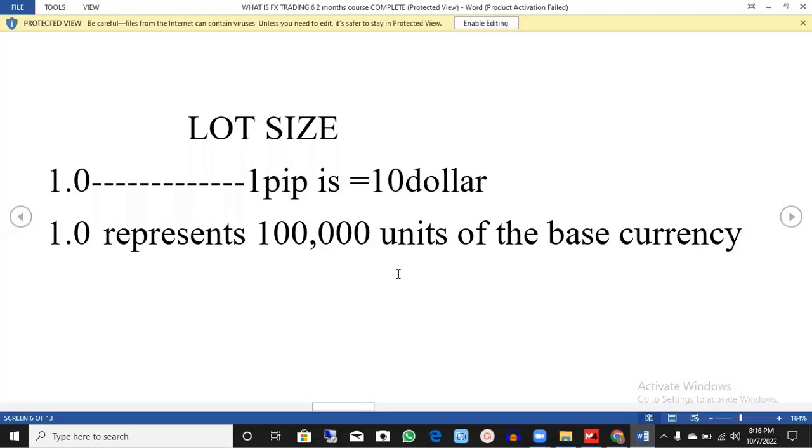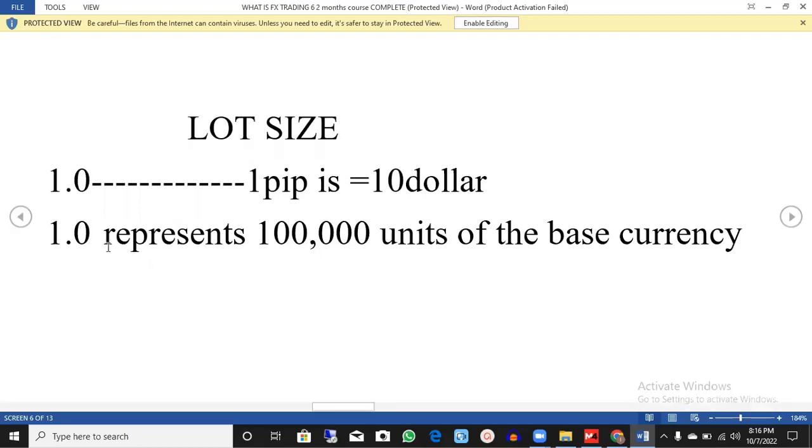Now, you may be wondering why that is so, why one pip is equal to $10. Now, this is the magic. And you should be very wary of the lot size you're using to trade. And I mentioned yesterday that even if you have $20,000 to go into the market, I don't think that will be enough if you don't have a broker.